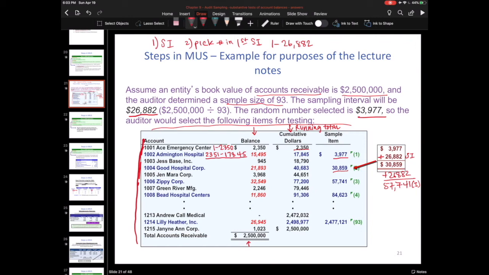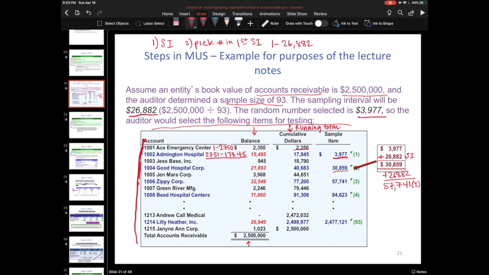So when we pick a sample item like $3,977, what that means is we have picked $3,977 in the running total or cumulative dollars, right? So in terms of ACE Emergency Center, we did not pick a dollar in them at all, so they are not going to be tested at all.